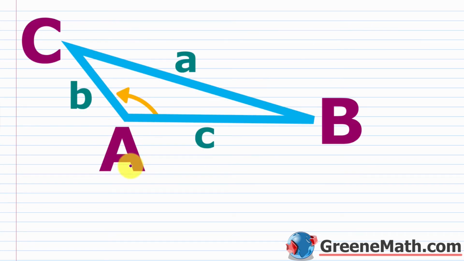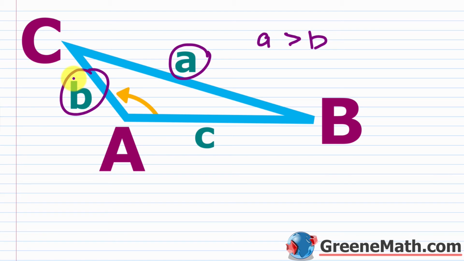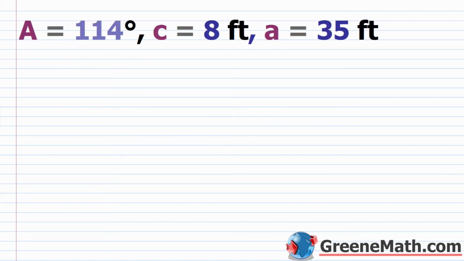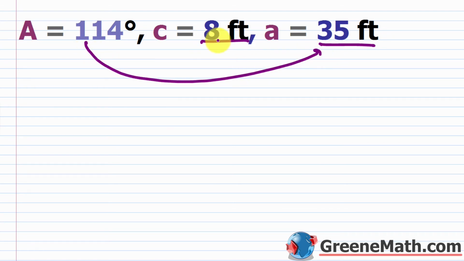For the final scenario, we're given some angle A. Again, it's an obtuse angle. And we're given the side opposite, okay? And then we can basically say this side opposite A, in this case, is greater than B. So if A is greater than B here, so if this is greater than this, we'll have exactly 1 triangle. So let's look at an example. So here we have A is 114 degrees, C is 8 feet, and A is 35 feet. So clearly this right here, which is opposite of this right here, is larger than this other guy you've got.